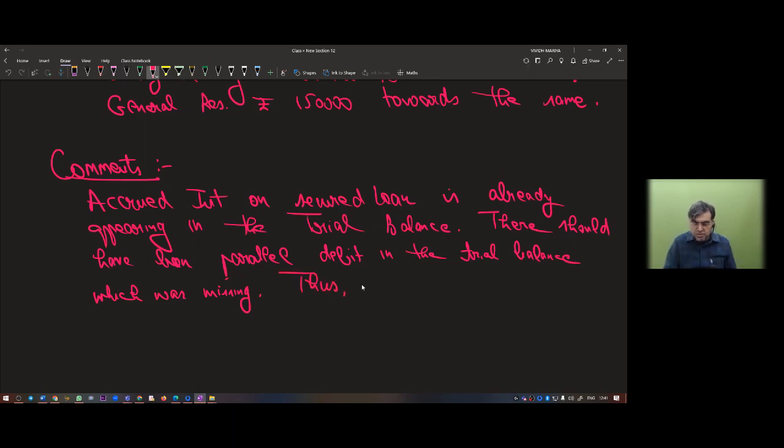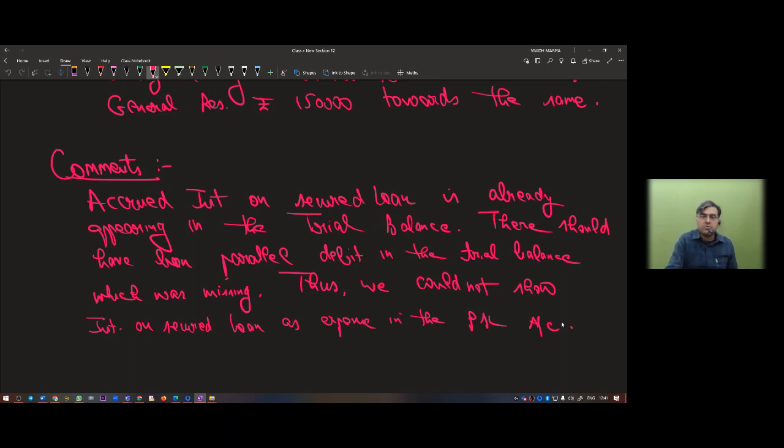Thus, we could not show interest on secured loan as an expense in the profit and loss account. Guys, very, very done.